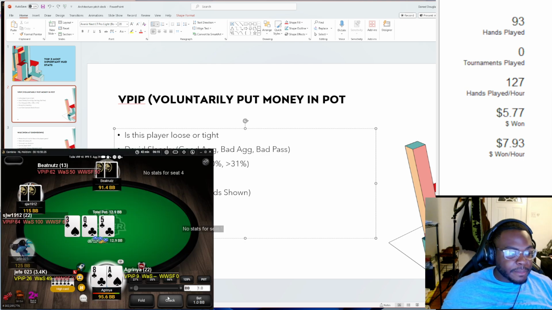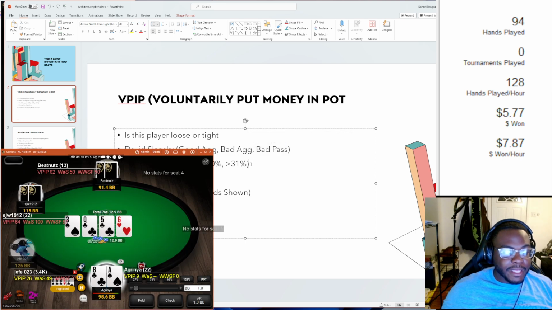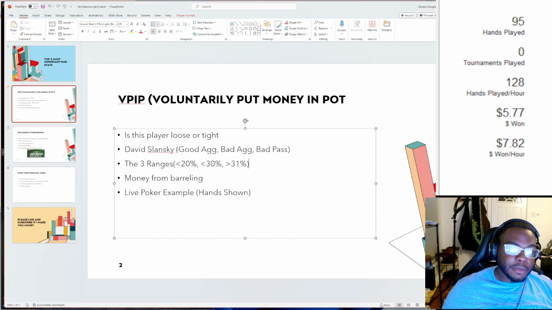We look now from here, we look at the cards they show up with on the river. If it's some outlandish hands that are not mandatory raises, then we can classify them as bad aggressive. If you see them show up on the river with suited connectors, suited broadways, they're most likely good aggressive.